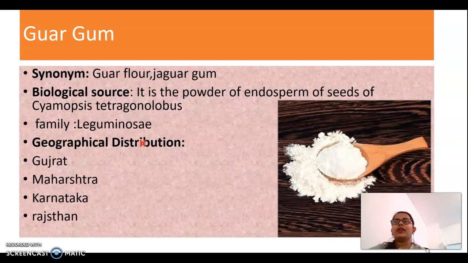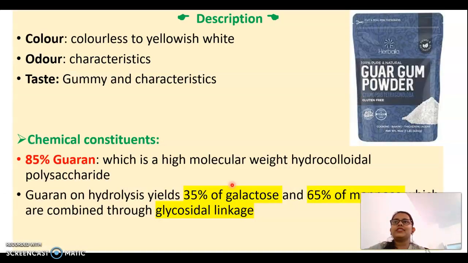Now the second is guar gum. Here, guar gum synonyms are guar flour and jaguar gum. Here you can see the image, the powdery form. The biological source is the powder of the endosperm of Cyamopsis tetragonoloba. Family: Leguminosae. Geographical distribution: Gujarat, Maharashtra, Karnataka, Rajasthan. In India, it is found in large amounts in various states.